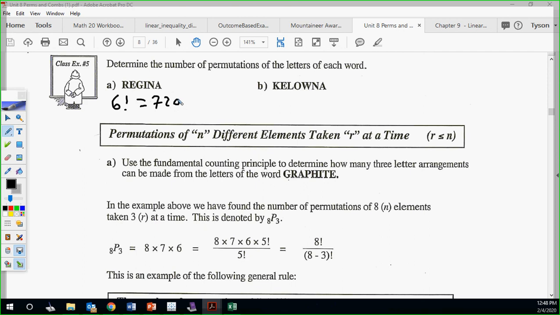Okay, so Kelowna, we're looking at 7, right? So we're on 7 factorial. And that's 5,040 ways to arrange Kelowna. Okay. Any questions so far?